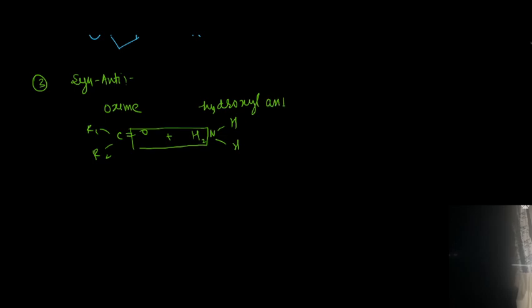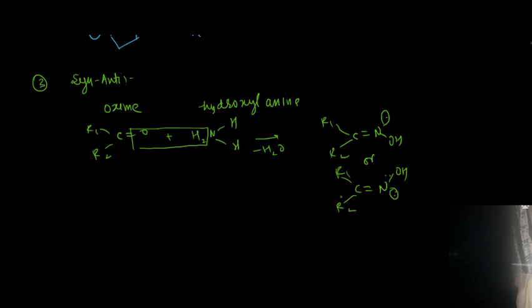We know that R1 C double bond R2. This is oxime that reacts with hydroxylamine. So here water molecule moves, then R1 C R2 double bond N. Lone pair could be above and lone pair also could be below. OH and double bond, then R1, then R2. Lone pair could be above, lone pair below.